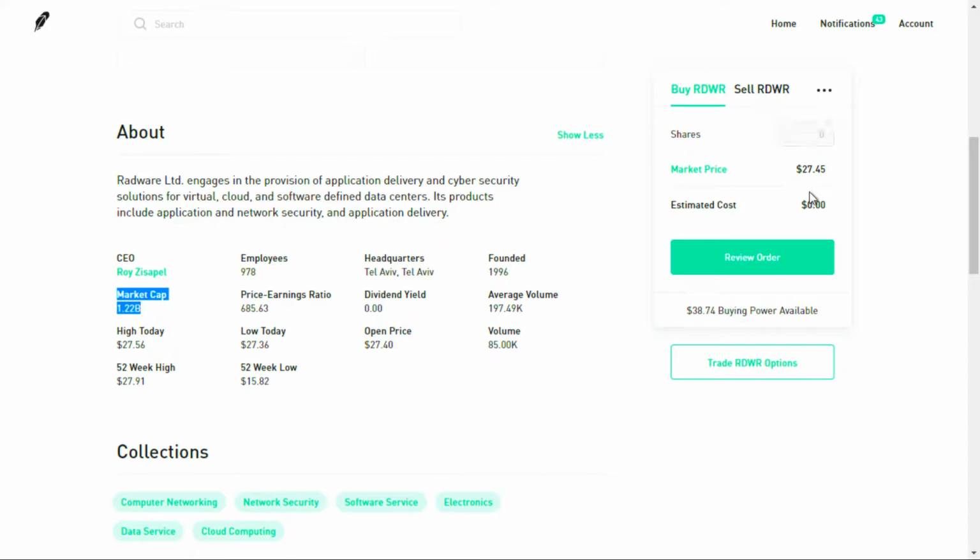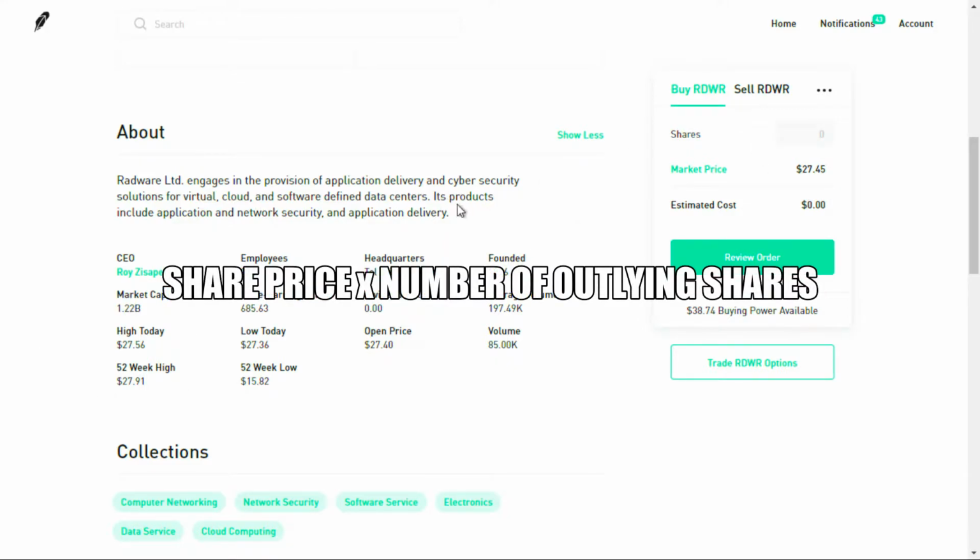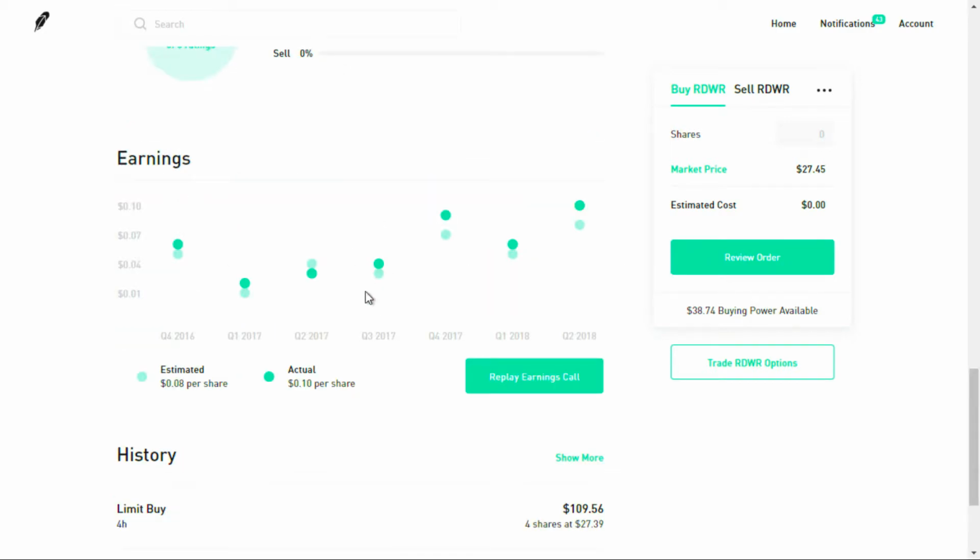The market cap is just the current price times however many shares are out there. The earnings graph is a little bit confusing if you're just beginning investing, but the estimated is the amount of revenue that they'll make per share, or the estimated, so you don't know if that's actually what it's going to be. And then the actual is the actual amount of revenue they made per share in that quarter.